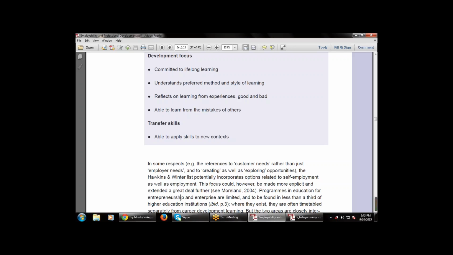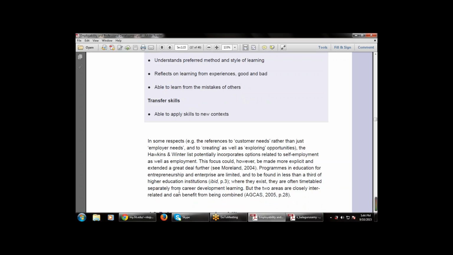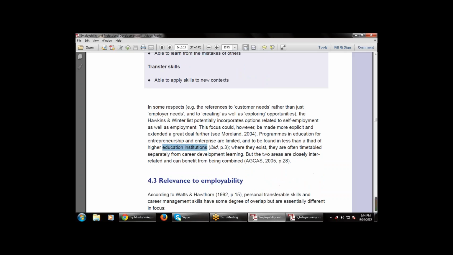The programs used in education for entrepreneurship and enterprise are limited. Whatever programs include entrepreneurship and enterprise are very limited, found in less than a third of higher education institutions. Where they exist, they are often timetabled separately from career development learning. But the two areas are closely related and can be combined. That is the AGCA and the P20.